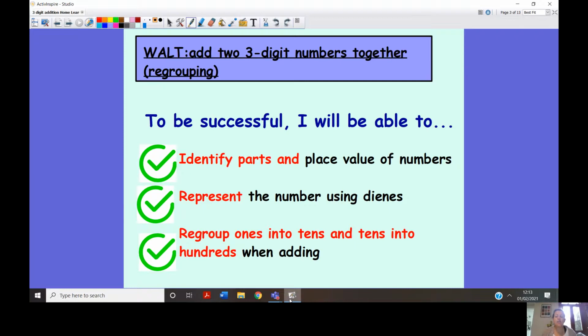And then we're going to regroup our 1s into 10s and our 10s into 100s when adding. So we're going to go through the whole process. We're going to start from going from 1s into 10s, and then we're going to do 10s into 100s, and then we're going to put both together. We're going to do lots of different examples so you will feel really confident with our independent task.